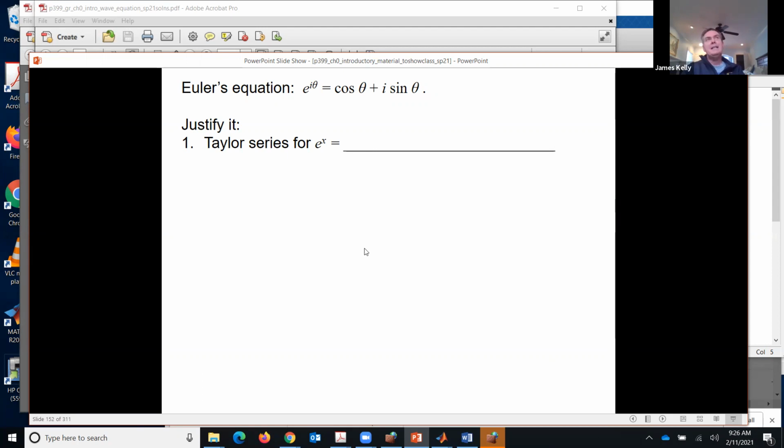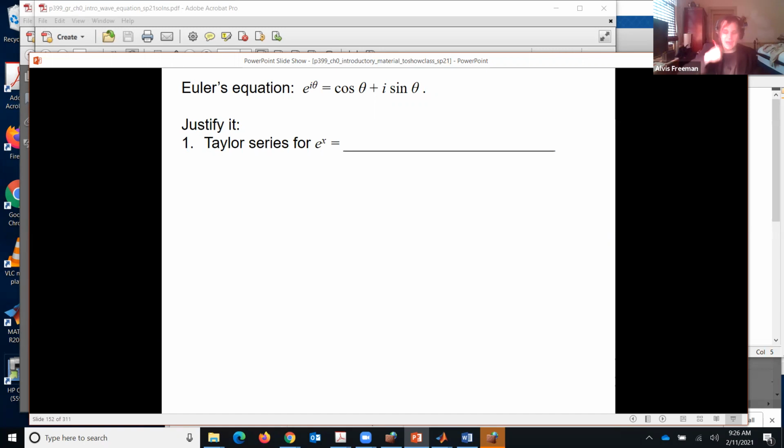I don't remember many Taylor series expressions from calculus, but the one I do remember, and it's worth remembering, is the Taylor series for e to the x. Can someone remind me what the Taylor series for e to the x is, if you've got it burned into your brain somewhere? Just unmute and you can say it.